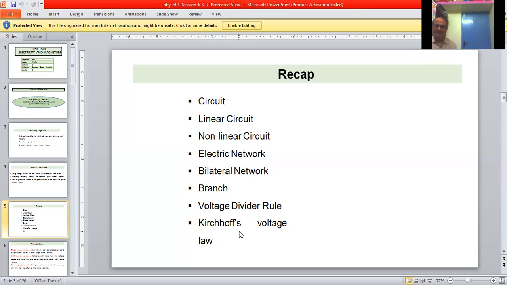And we have studied Kirchhoff's voltage law. Kirchhoff's voltage law tells that the algebraic sum of the IR products in a network is equal to zero, or in another way, the algebraic sum of the IR products is equal to the EMF of the battery. In this way also we can state Kirchhoff's voltage law.